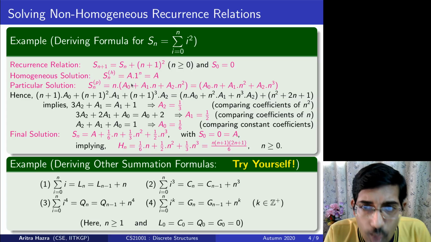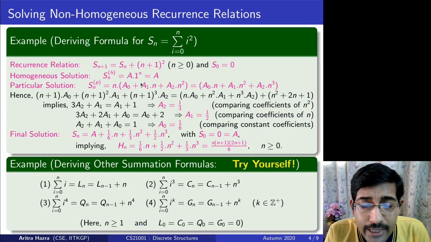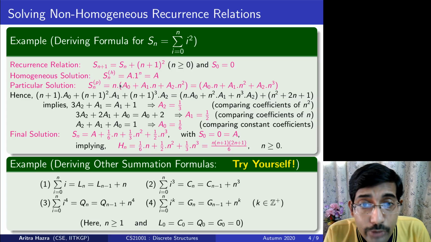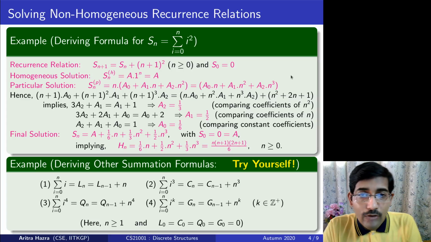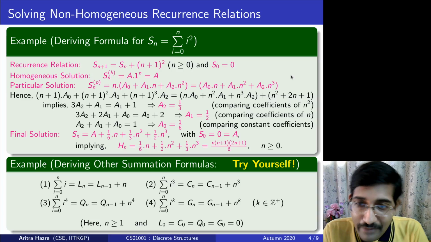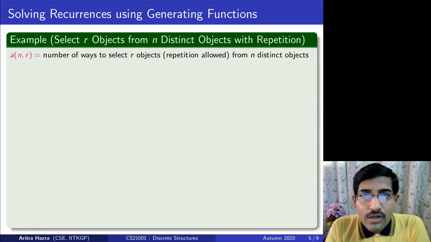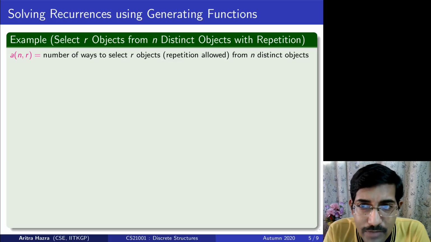If there is a conflict between linearly independent and linearly dependent terms, then you need to multiply the particular part by n to the power s to have linear independence. So this is what we have studied so far. But there are some other recurrences which we call a special type of recurrence. We will come to them in a minute.